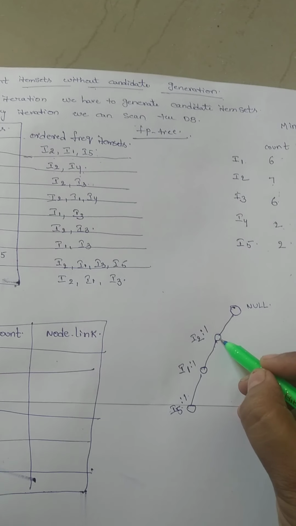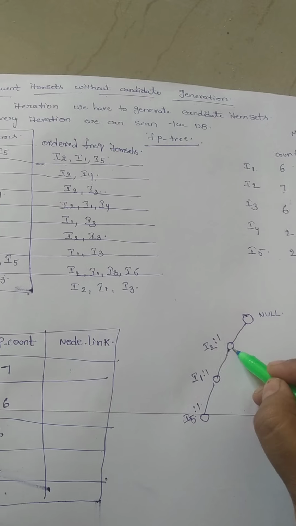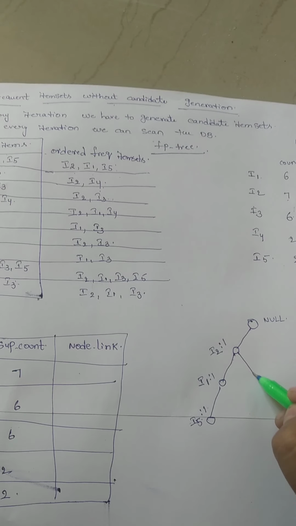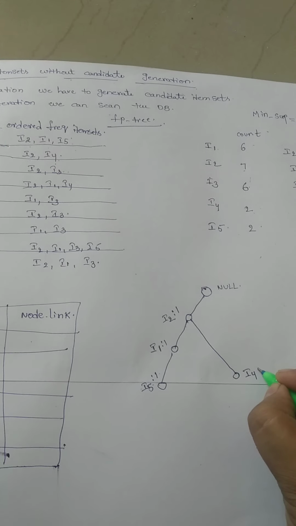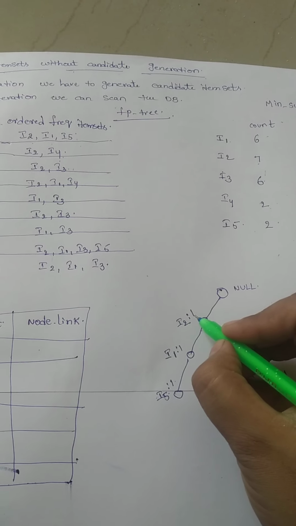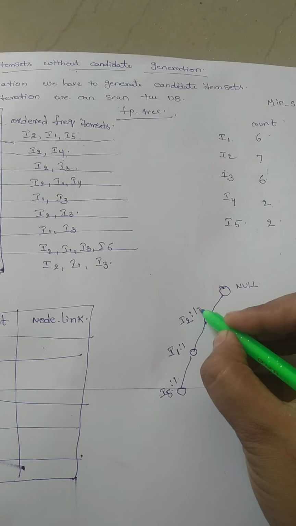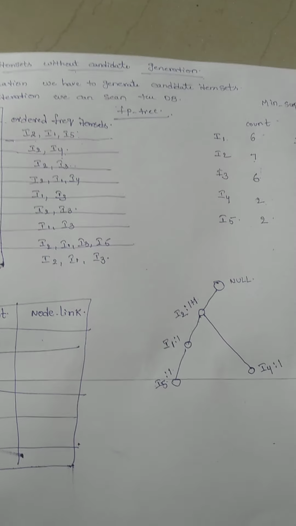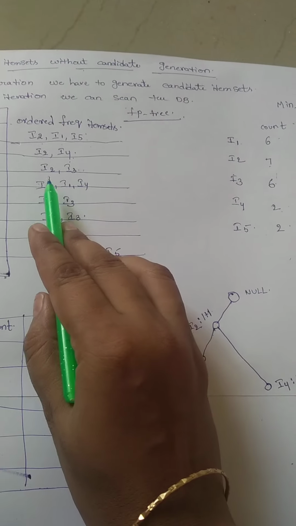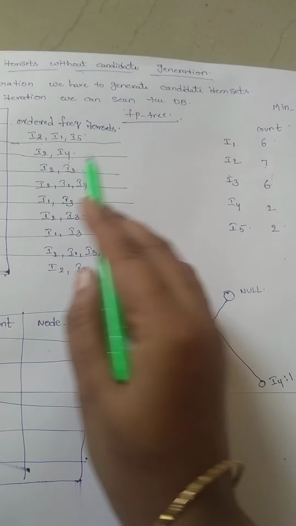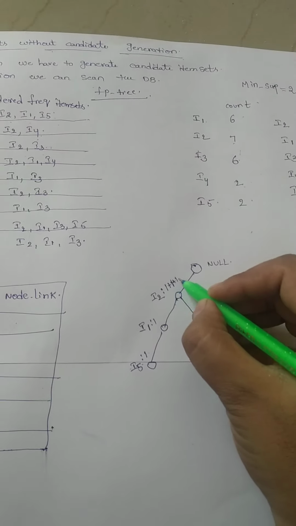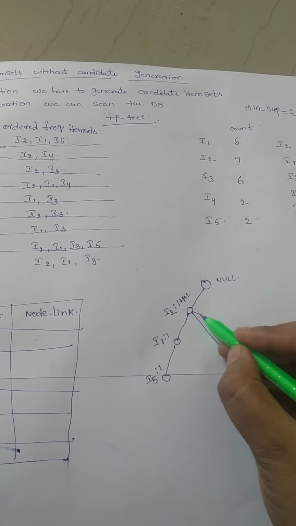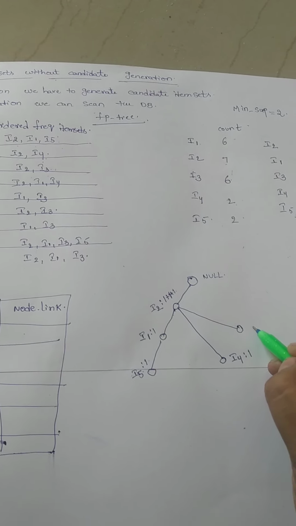The second transaction has I2, I4. Already I2 is there, so we draw I4, which means I4 one time. Already we have scanned I2, so the I2 count becomes another one. Next is I2, I3. Here we take I3 under I2.